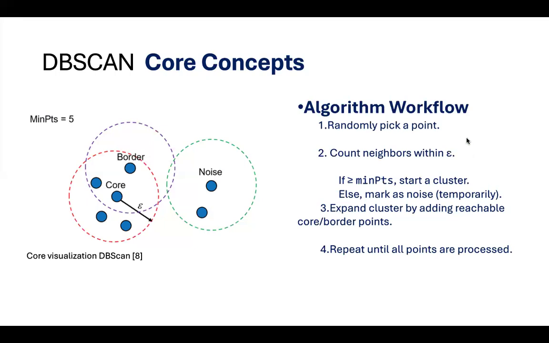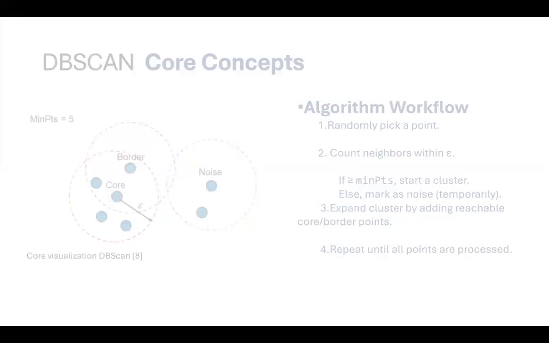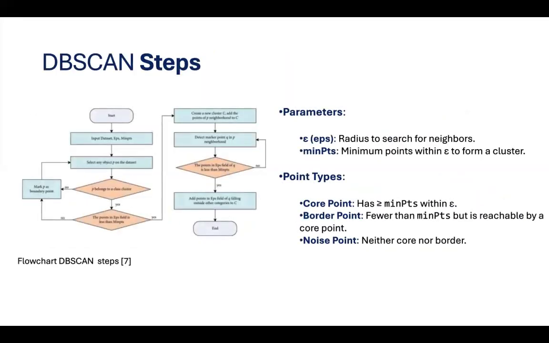So the algorithm workflow is to randomly pick a point that is going to be the core, and after that we create a radius around this core, and we repeat this process. This radius we are going to call epsilon. This is the radius to search for neighbors.